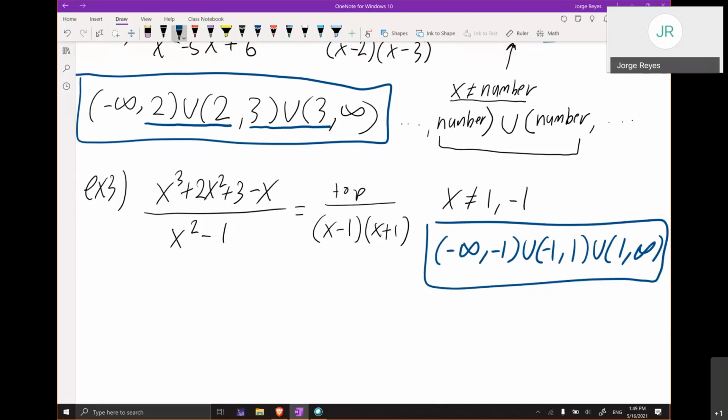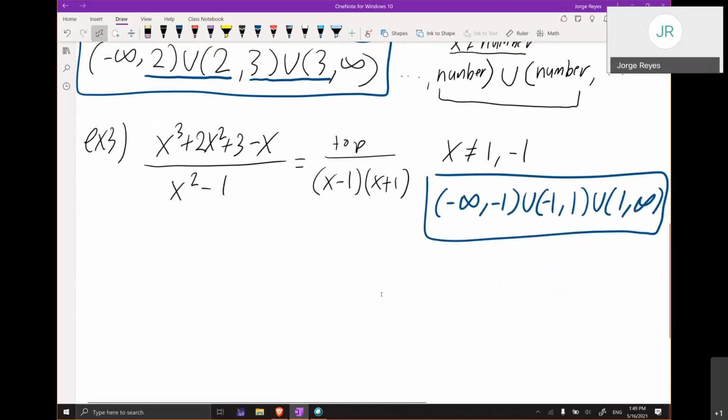Now, the top doesn't matter here. Here's an example, and this is important. Example 4. Here's an example of when the top actually matters. Here's this expression.